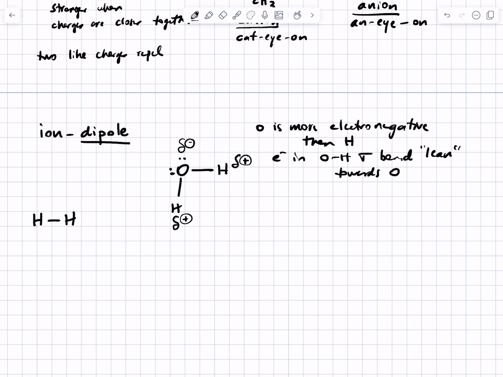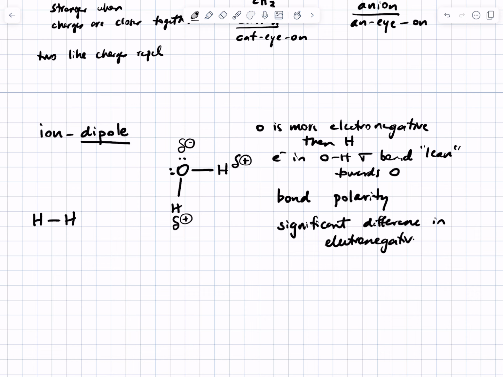Yep, so this concept of when there's a difference in electronegativity between 2 atoms in a bond is called bond polarity. And bonds that have a significant difference in electronegativity between the 2 atoms give rise to this bond polarity thing. So you need to know some things about electronegativity trends.